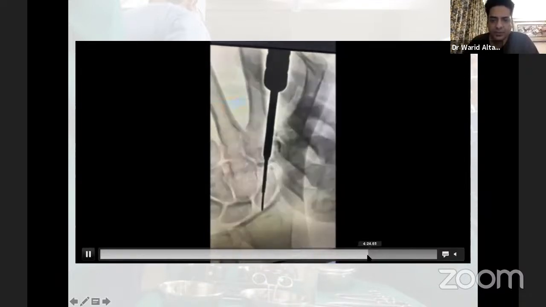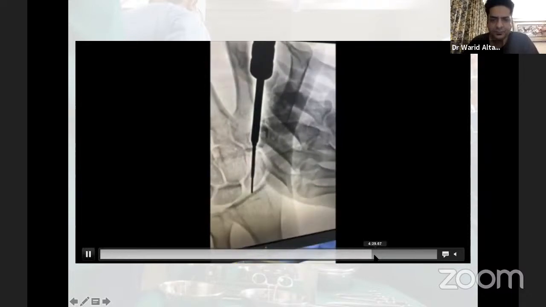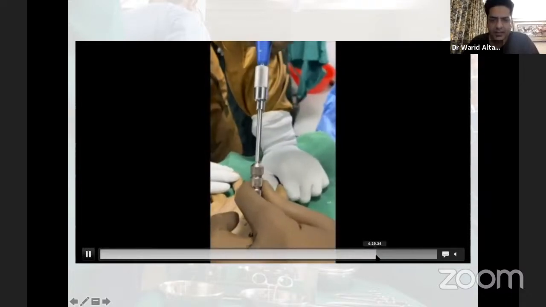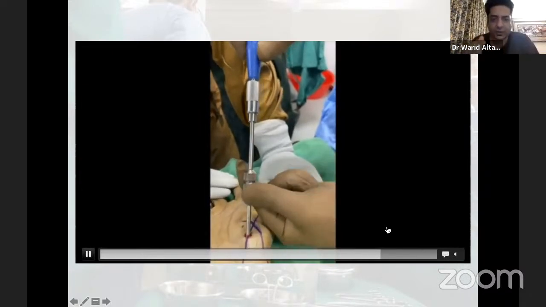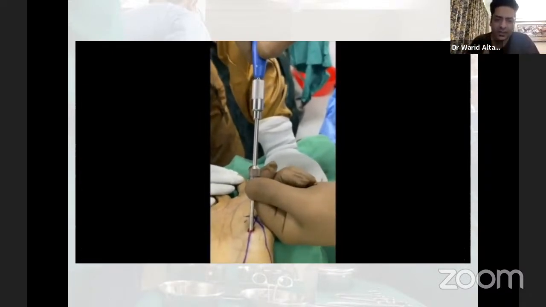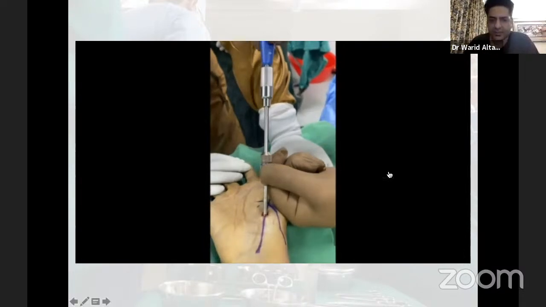So that is pushing in your screw, and these are the markings. So when your marking is flush to the sleeve which you are using, that means the head of the Herbert screw is completely buried inside, which is always recommended to do.